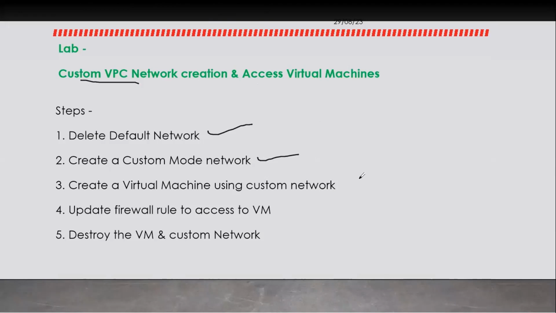Then we'll create a virtual machine using this custom network. We'll also update the firewall rules so that we can establish the connectivity, because we are not going to create a public IP for this virtual machine, right? And then we'll destroy all of this to conclude the session. Okay, so let's begin with that. I would request someone to share the screen and then we can go from there. Go ahead.